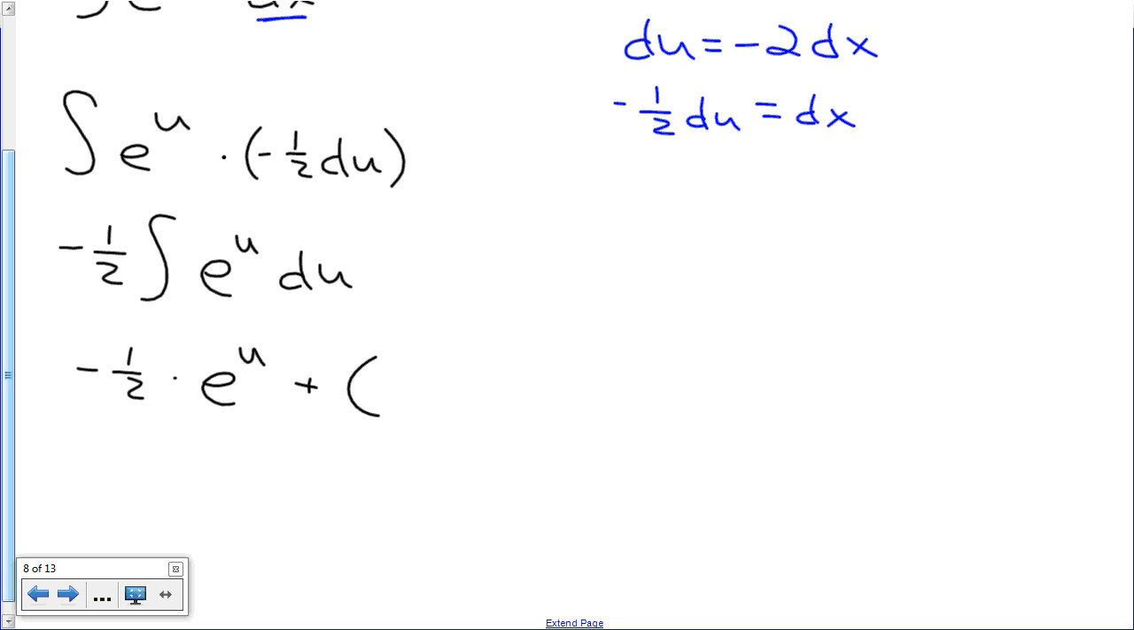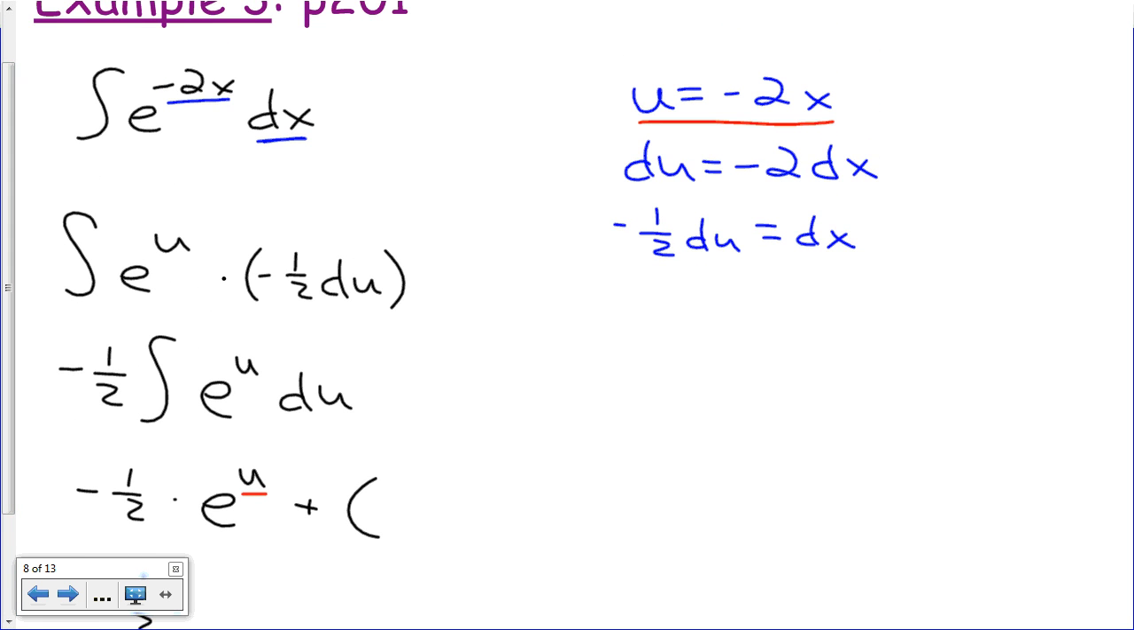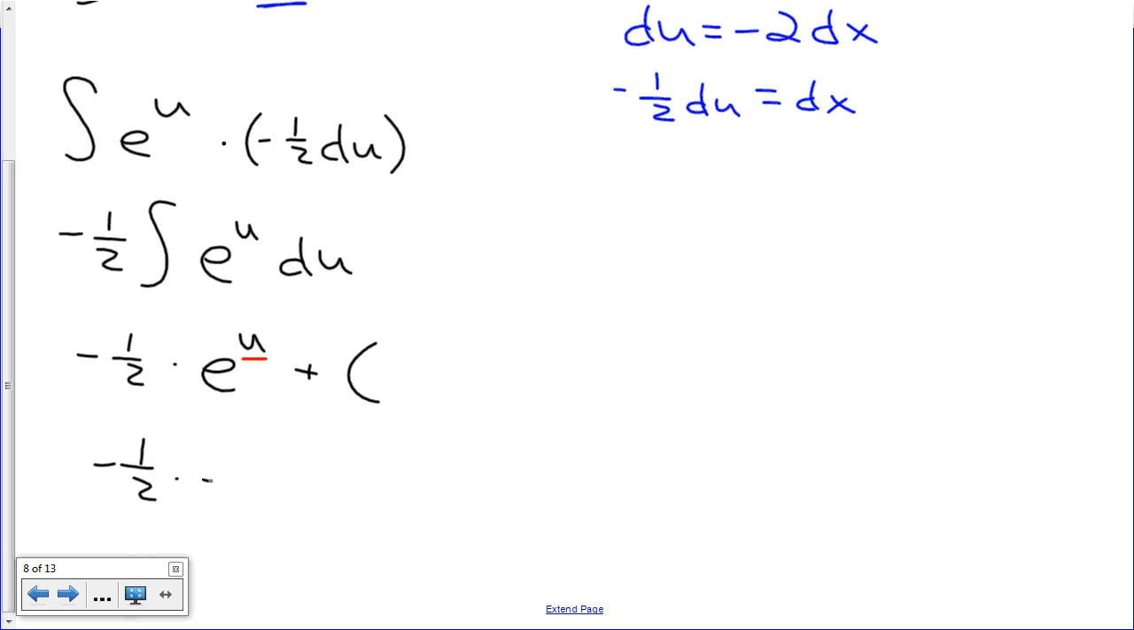And again, the only thing I don't like about our answer here is that it's in terms of u. So I need to replace u with what it's equal to. But if you go back up here, we said that u right here was equal to a negative 2x. So I can just replace u with the negative 2x. So we get a negative 1/2 e to the negative 2x plus c. That is our antiderivative using that variable substitution.